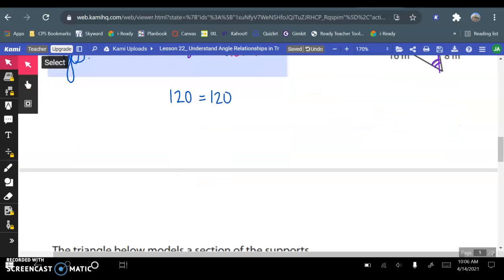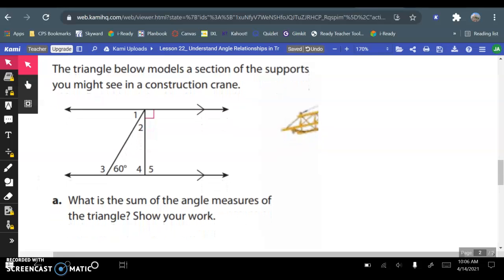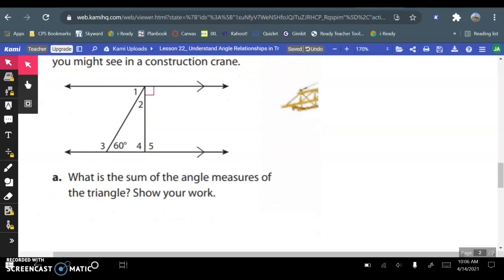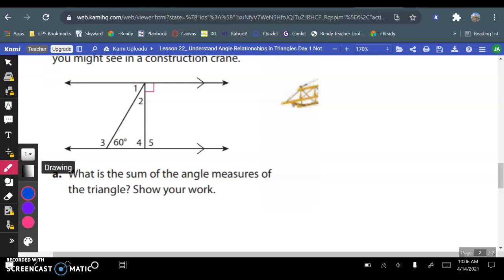Either way works. All right, for our last one, it says the triangle below models a section of the supports you might see in a construction crane. What is the sum of the angle measures of the triangle? Show your work. So I have to show what angle measures here.